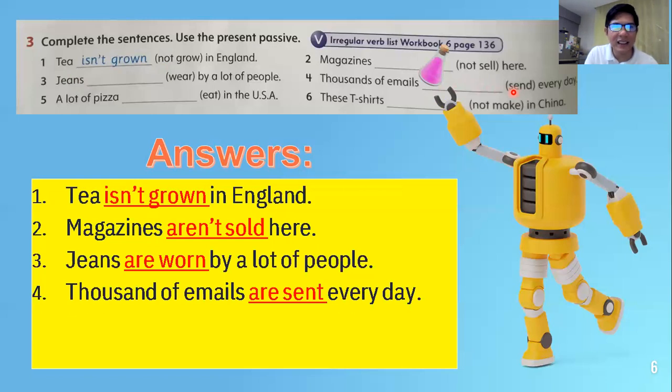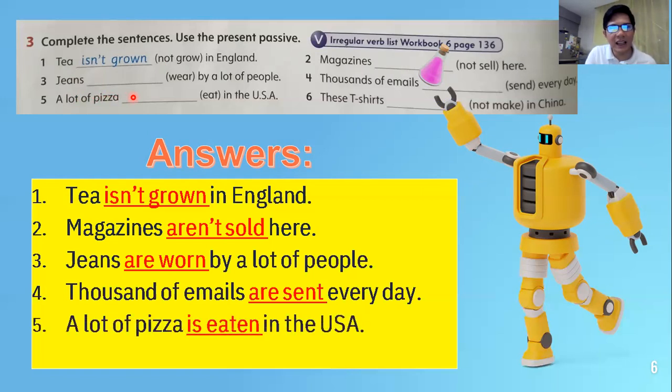Okay. Number 5. Our verb is eat. Use the past participle form of the verb eat. And our subject is singular, a lot of pizza. So use singular is. Therefore, your answer is: a lot of pizza is eaten in the USA.